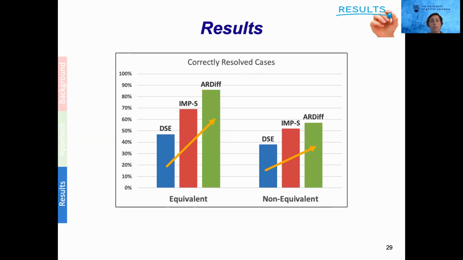The results of our evaluation show that Rdif outperforms both DSC and impacted summaries in terms of correctly solved cases for both equivalent and non-equivalent classes. The improvements are more major for equivalent cases, as proving non-equivalence is generally more difficult for any equivalence checking technique.